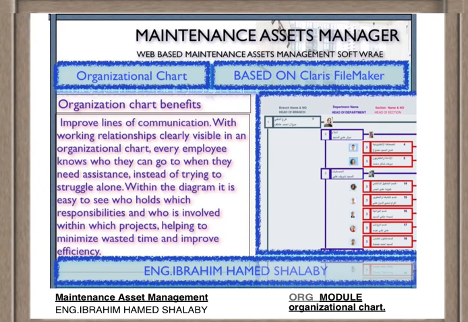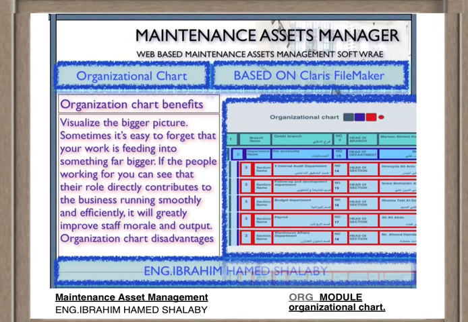Organization chart benefits. Improve lines of communication. With working relationships clearly visible in an organizational chart, every employee knows who they can go to when they need assistance, instead of trying to struggle alone. Within the diagram, it is easy to see who holds which responsibilities and who is involved within which projects, helping to minimize wasted time and improve efficiency.